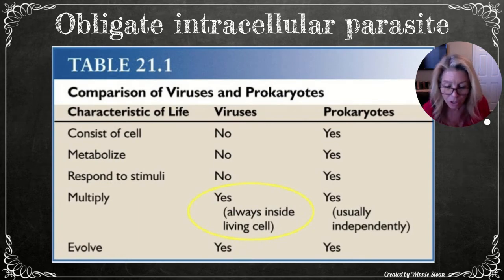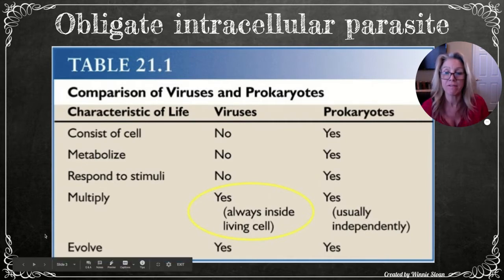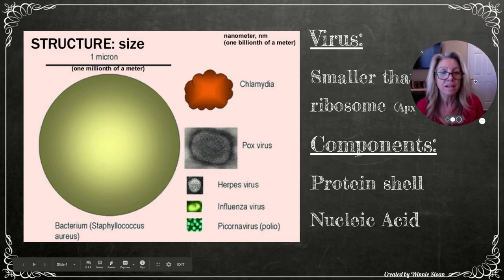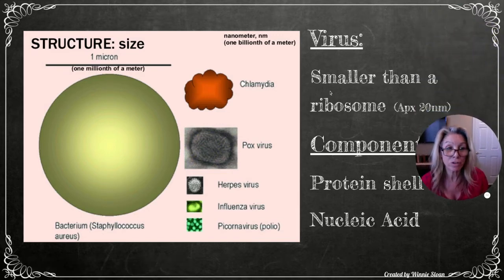So on your notes, you have obligate intracellular parasites. They have nucleic acids, can evolve, but require a host to replicate. They have no metabolism, other characteristics of life. So viruses by size, they are smaller than a ribosome. Remember what a ribosome is for, the site of protein synthesis. They are smaller than that.